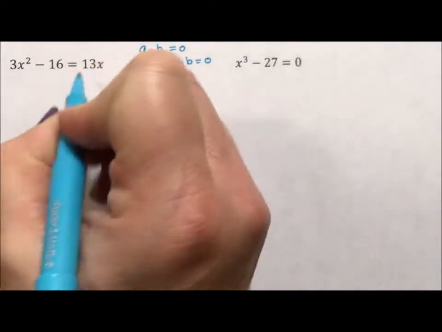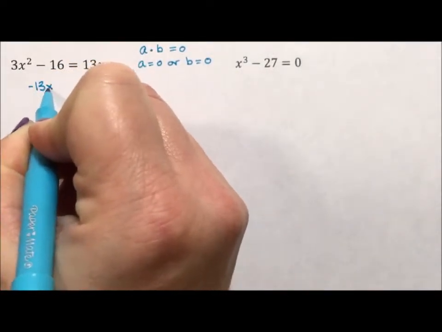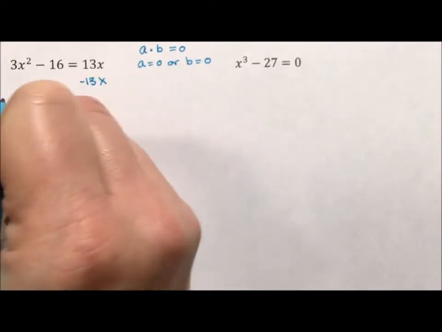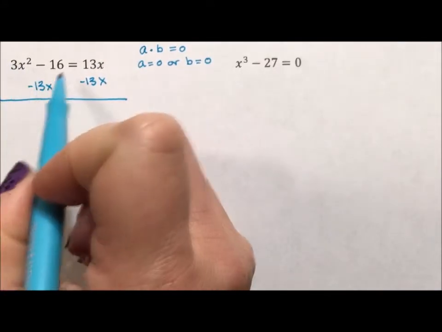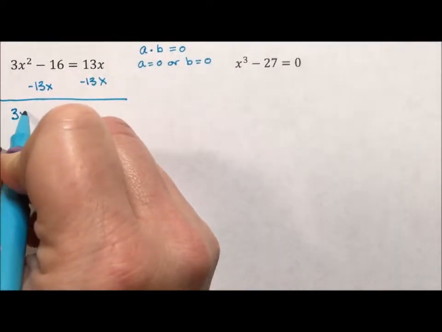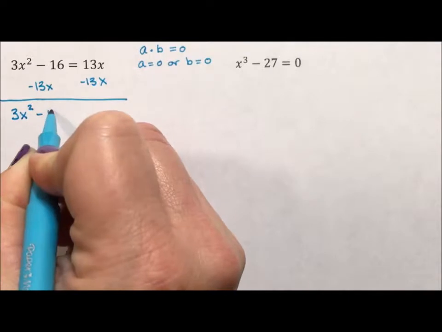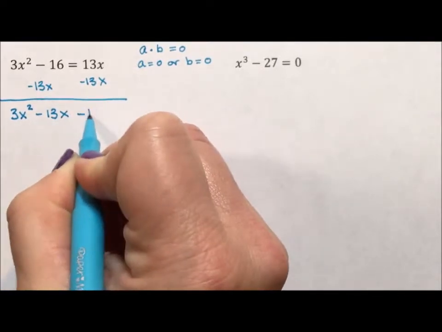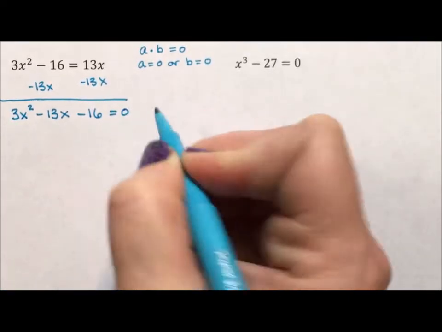So I need to subtract the 13x over. And when I subtract 13x over, I want to put it in the middle of my polynomial so that my variables are going down in descending order. So I have the positive 3x squared minus 13x minus 16 equals 0.